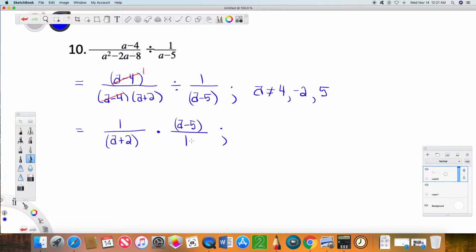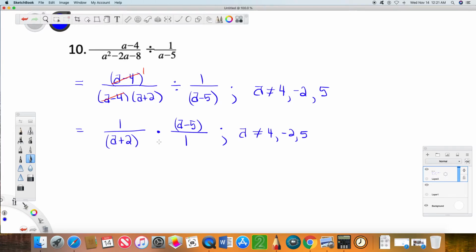Since I have a new denominator, I'm always afraid, hey, will there be some value of a that's an additional restriction that causes this to be 0? Well, I don't have an a in the denominator. I don't have a variable in the denominator. So this time my restrictions are not going to change. I'm not going to have to add to it. It's just going to stay the same.